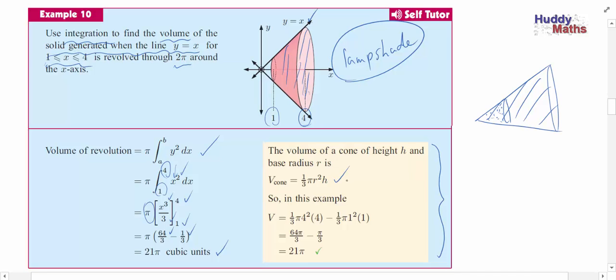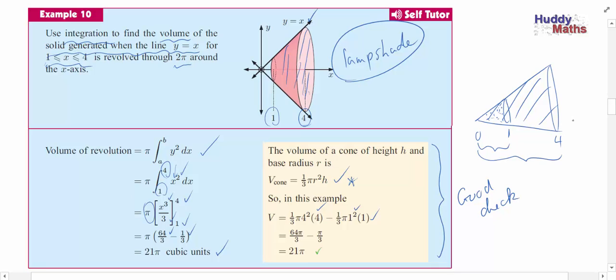A third pi r squared h is the formula. A third pi, big cone has a radius of 4 by a depth of 4. Little cone has a radius of 1 and a depth there of 1. Okay, because this is x is 1 and 4. So this little cone has that height, and the big cone has that height. So we can check it. This is a good check on our integral calculus.